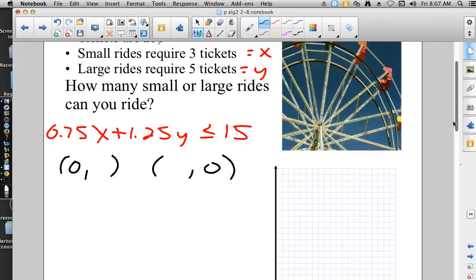If this is gone, we need to know how many $1.25s will go into 15. Again, you might grab a calculator for that one. Oops, I want that multiplication. That'll give us 12 tickets. If y is 0, we cover up the y. We need to know how many 75 cents are in 15. And that's going to be 20.